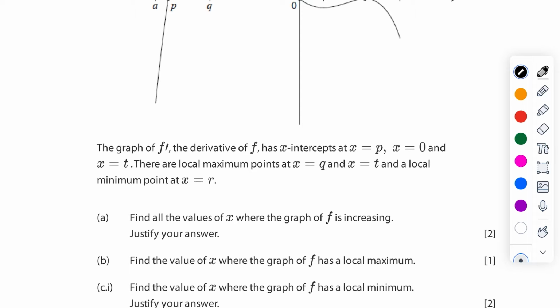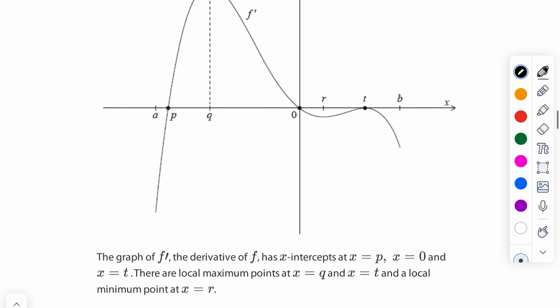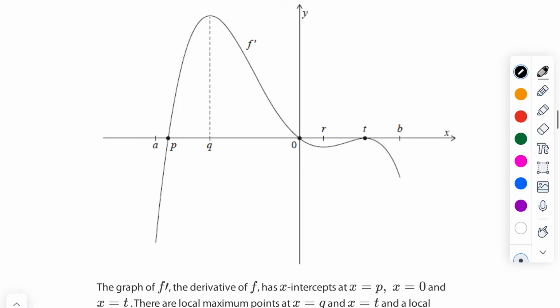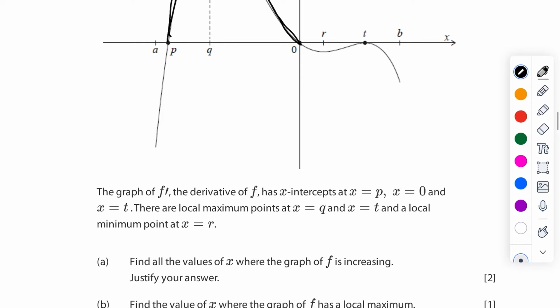So it is an increasing function when the first derivative is positive. We can see the first derivative is positive from p to 0. So x lies between p and 0. That is one of the ways of doing it. Because it's a positive gradient, it is an increasing function.